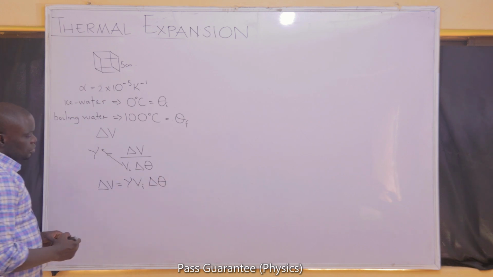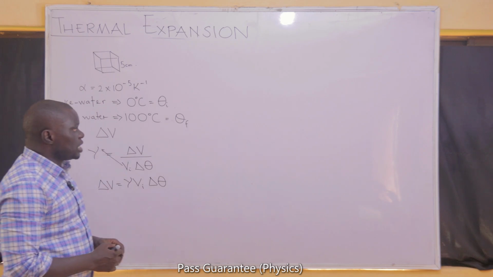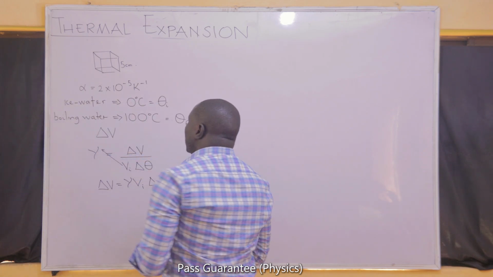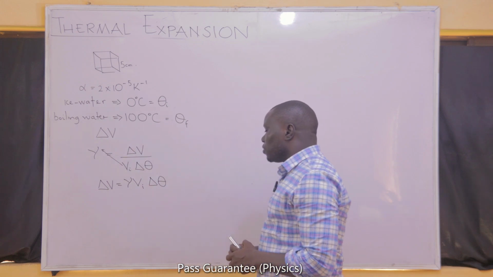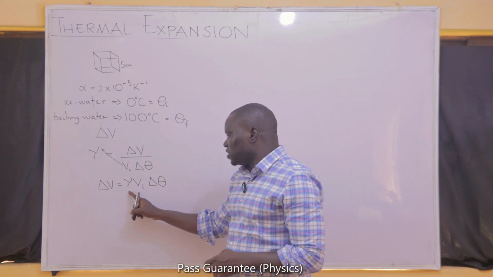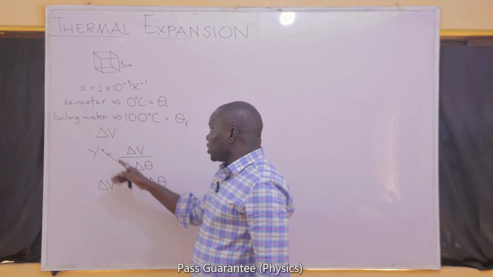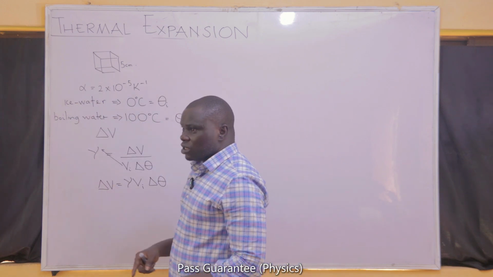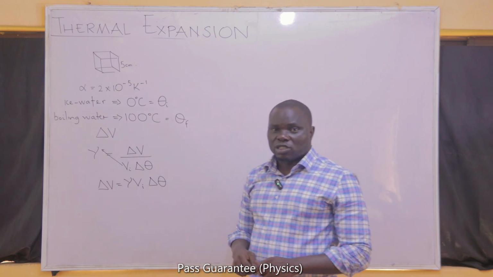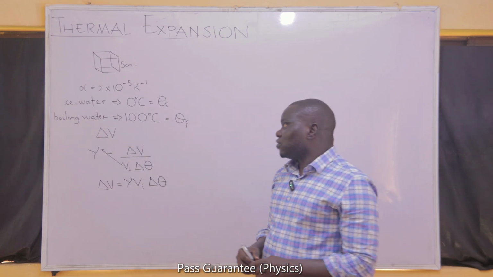Now, before we proceed with this question, we'll discover that there are two things that we need that are not given. We need the initial volume, which has not been given directly. We also need the coefficient of cubic expansivity, which has also not been given. Instead, we are given the coefficient of linear expansion. We can't use the coefficient of linear expansion to solve a volume problem.